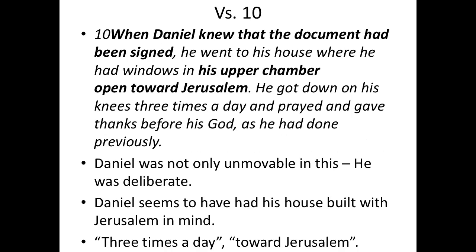So when Daniel knew that the document had been signed, he went to his house where he had windows in his upper chamber open towards Jerusalem. He got down on his knees 3 times a day and prayed and gave thanks before his God, as he had done previously. The way this is written almost sounds like, when he hears the document signed, he goes straight up and does this, right?